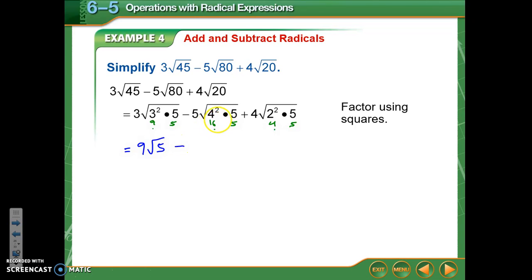Here the square root of 16 is 4, so that comes and multiplies with this 5, so that's 20 square root of 5. And then here the square root of 4 is 2, so that 2 comes out. 2 times 4 is 8 times the square root of 5. Now these are all like radicals because they have the same radical and what's under the radical. So they're all square roots, and they're all specifically square roots of 5. And so, just like I would do with variables, 9 minus 20 plus 8, I add and subtract the coefficients since these are like terms. 9 minus 20 is negative 11, plus 8 is negative 3 times the square root of 5. That would be my final answer.